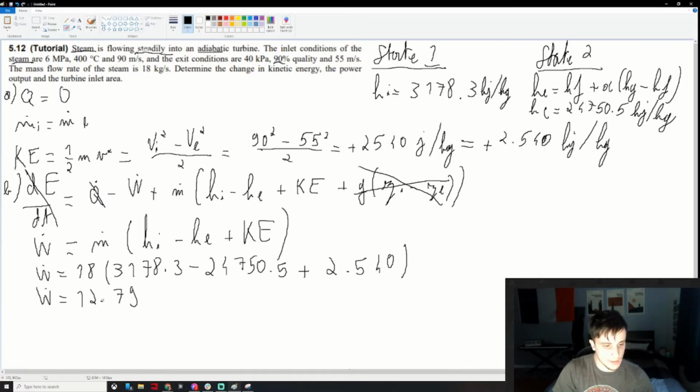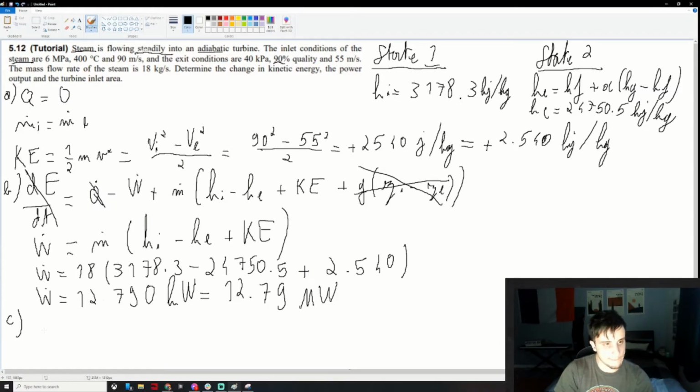But okay, that's buggy. There we go. So you should find this in kilowatts, and then you can change that to 12.79 megawatts. Okay, so that'll be the answer for part B, and then part C, the last section.